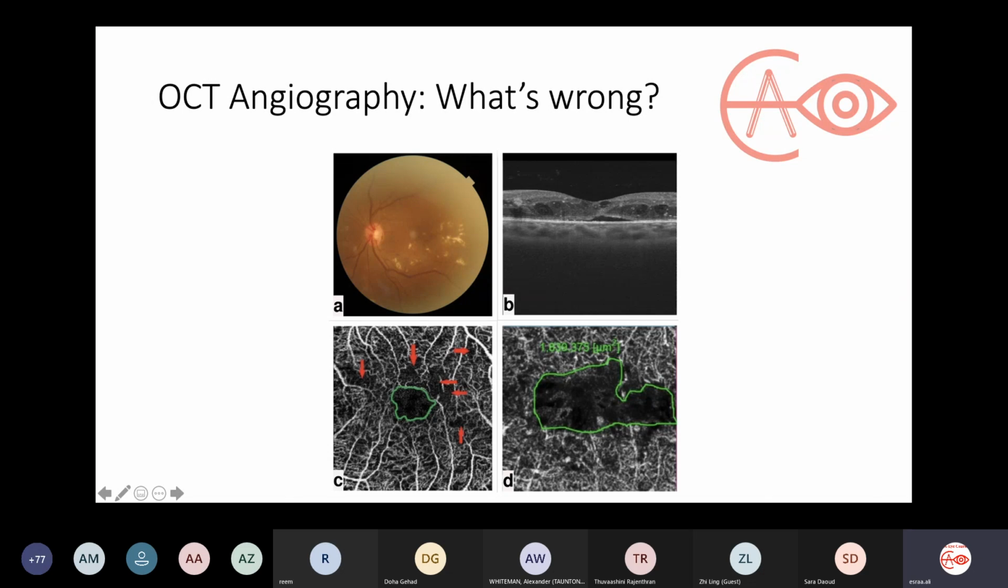This is the deep plexus. Can you see how big, how ischemic the foveal avascular zone is? It's basically a big area of capillary dropout. So you can also appreciate the capillary dropout areas over here with the red arrows.